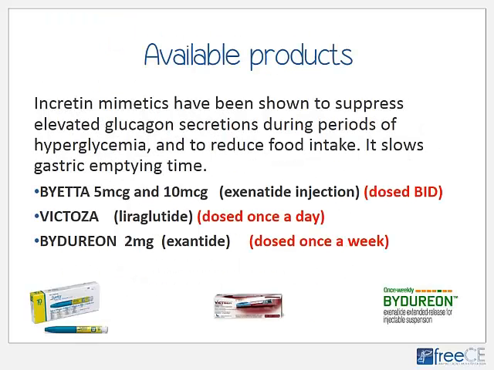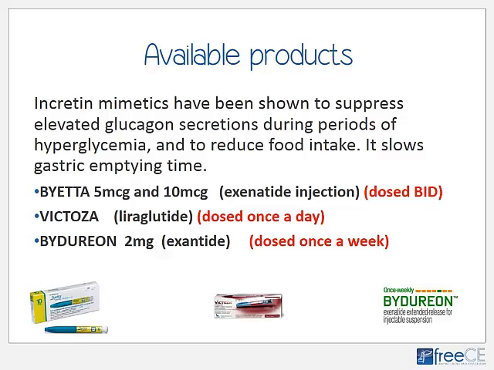And those available products, the Incretin Mimetics, they suppress the elevated glucagon secretions during periods of high blood sugars and reduce food intake. People see a dramatic weight loss with these. It slows that gastric emptying time. It keeps our patients fuller longer and seems to help with the insulin, blunt the effects of glucagon. Sounds like a great drug.